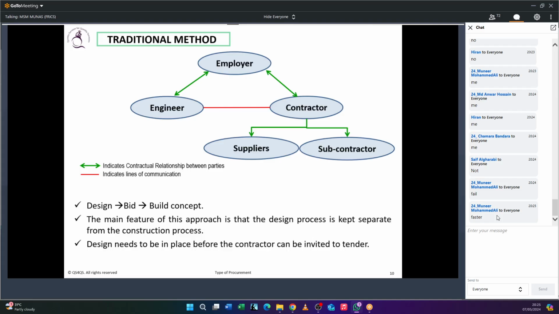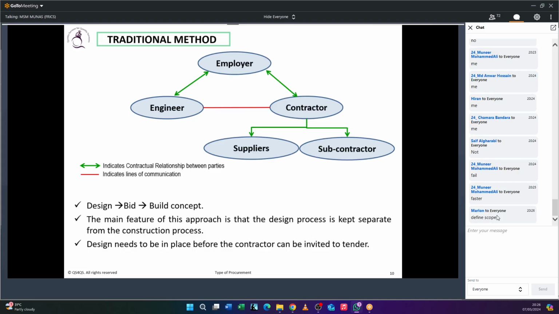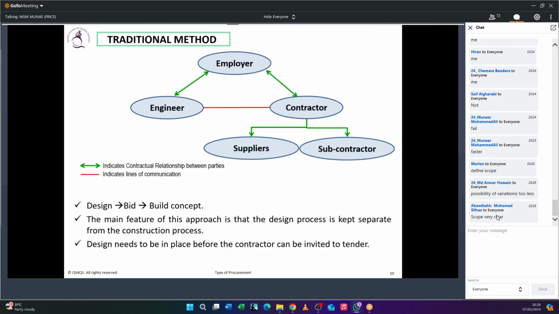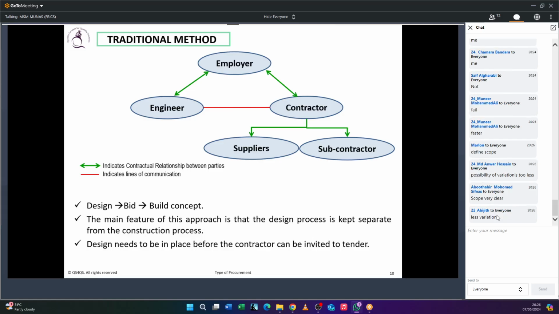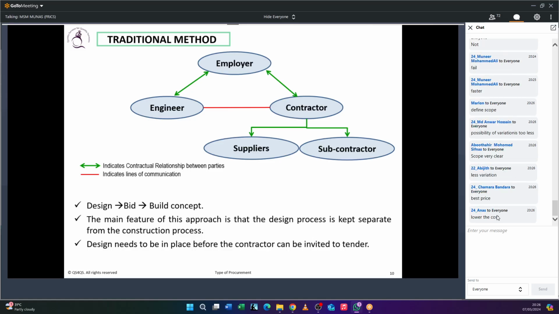It is not faster. You have to wait until the design finishes, then do the construction. So it takes time. Define scope of work. Very good. So we can define the scope of work. So if you are defining the scope of work, what is the advantage? Yeah, less variation. And we can go for a defined price, isn't it? A lump sum price you can go for. And the contractor will price perfectly based on your design.